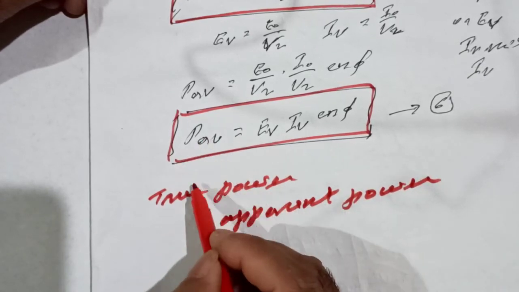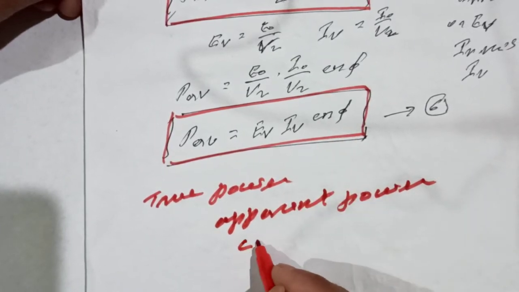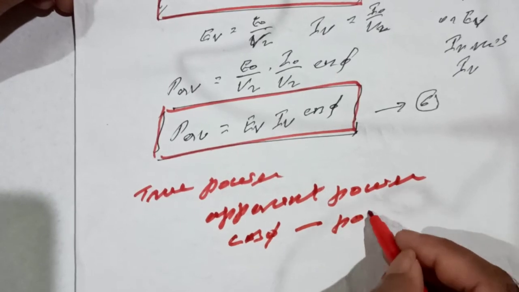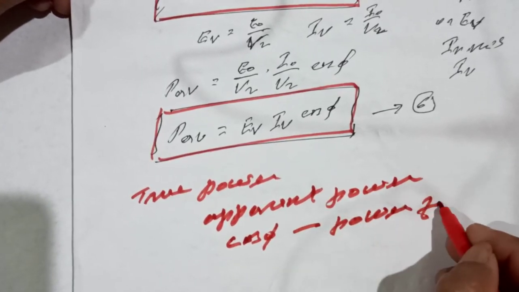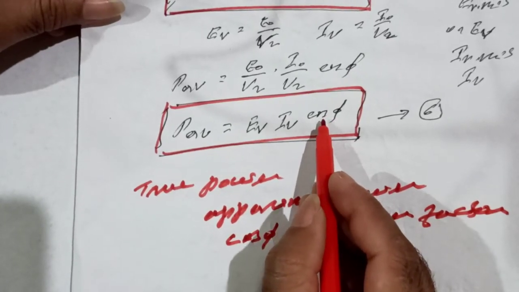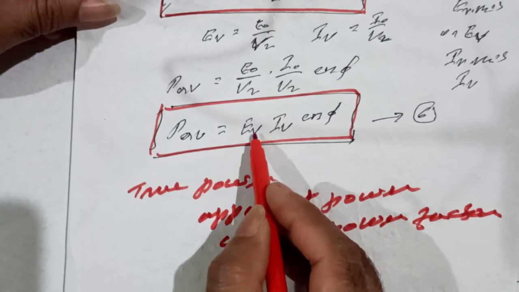So this is the true power, this is the apparent power, and this cos phi is the power factor. It's very important, this power factor, because it tells about the angle between the EMF and the current, the phase difference.